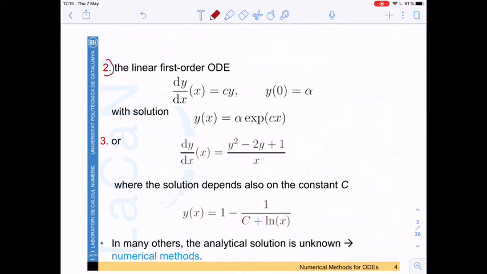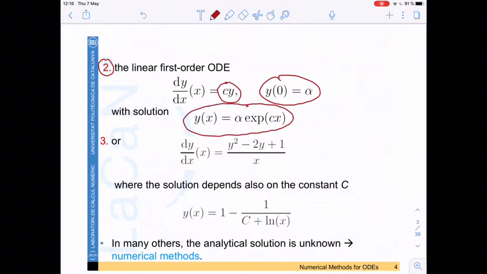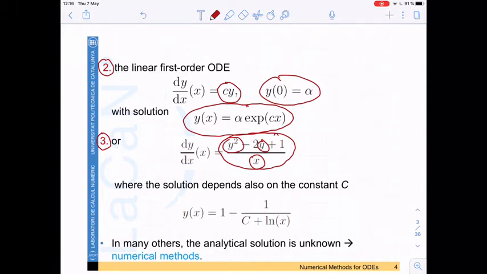Consider now this first order linear ODE where f of x, y is simply c times y, together with this initial condition. The analytical solution of this ODE, we all know, is simply alpha times the exponential of cx. Consider finally this ODE where now the right hand side term f depends both on x and y. In this case the general solution to the ODE is this one, where c again has to be determined with the help of the initial condition.